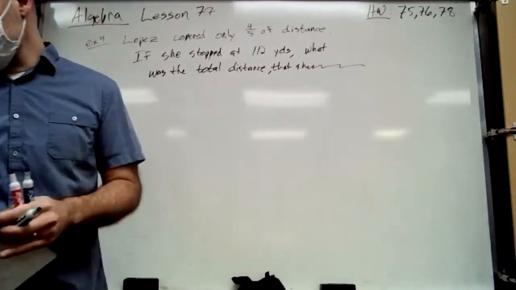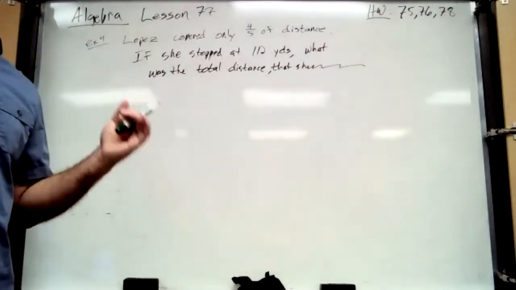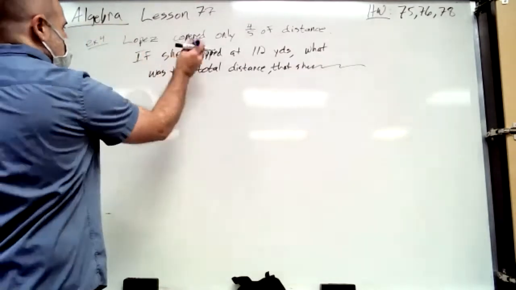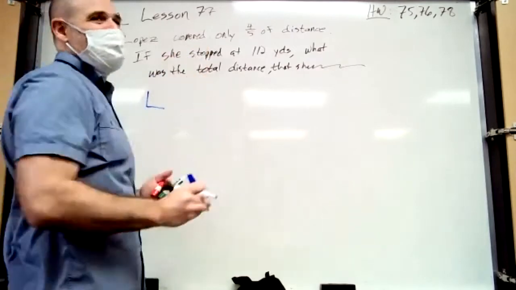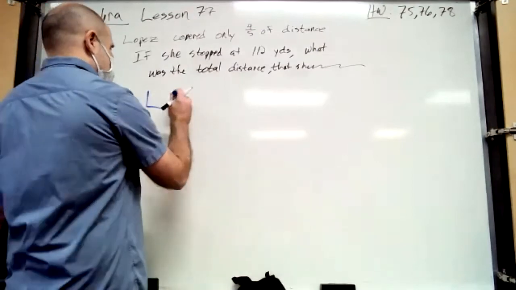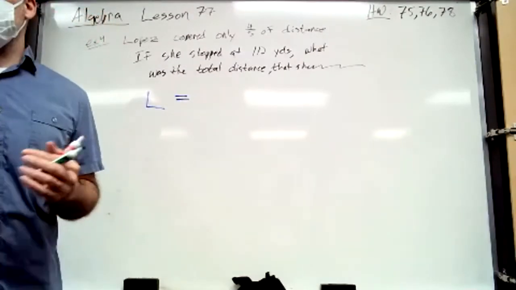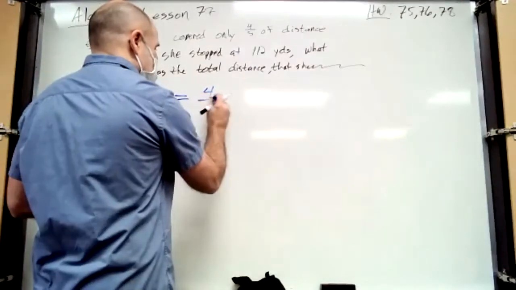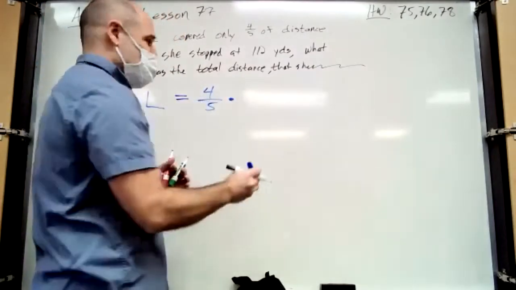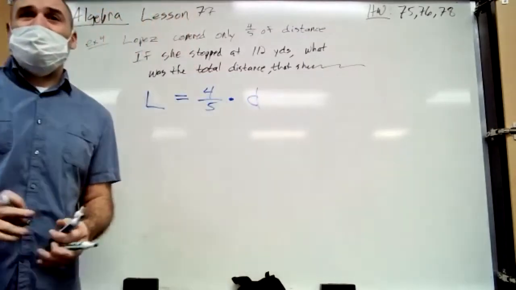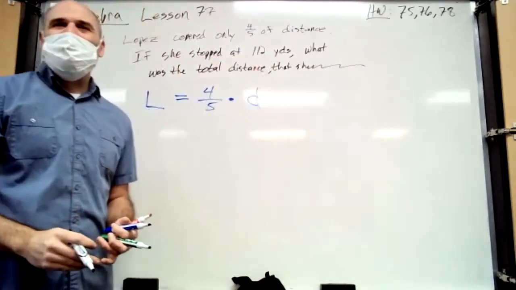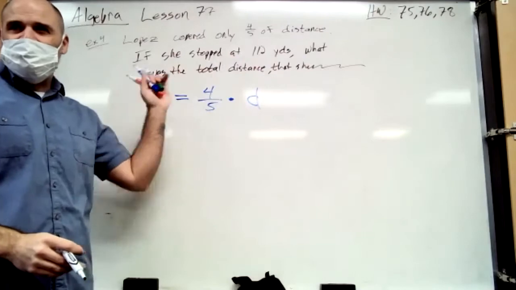Okay? So here's what I love to do. I just like to go into my word problems and just start translating. I don't even care what it looks like. Lopez, L, covered. That's a verb. You know what we do with verbs? We put equal signs. Only 4/5. How do you say of in math? Multiply. How do you say distance? Well, we don't know. So I'm going to put a D there. Everybody okay with that? Now, if she stopped at 112, which one of these does 112 represent?